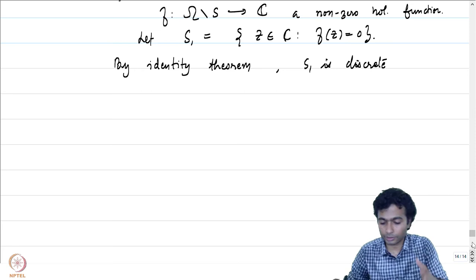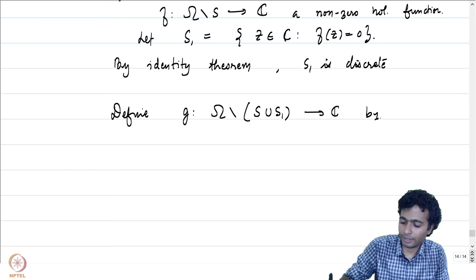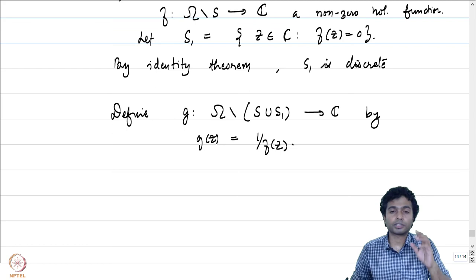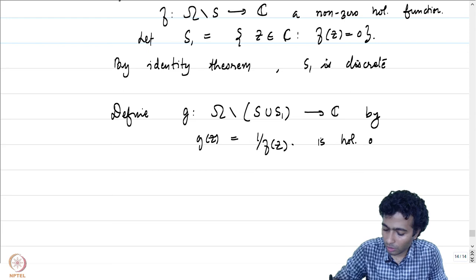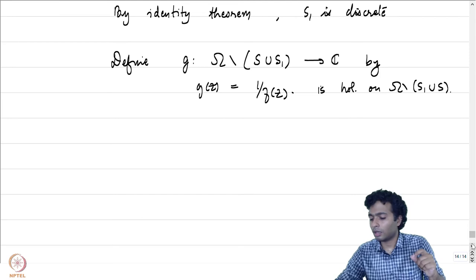Define a function g on Omega minus S union S1 into C by g of z is equal to 1 by f of z. Notice that on Omega minus S1 union S, the function f does not vanish because all zeros of f are captured in S1. And therefore, g of z equal to 1 by f of z is an honest holomorphic function on Omega minus S1 union S. Now, the question comes about what happens at the points in S1 union S.